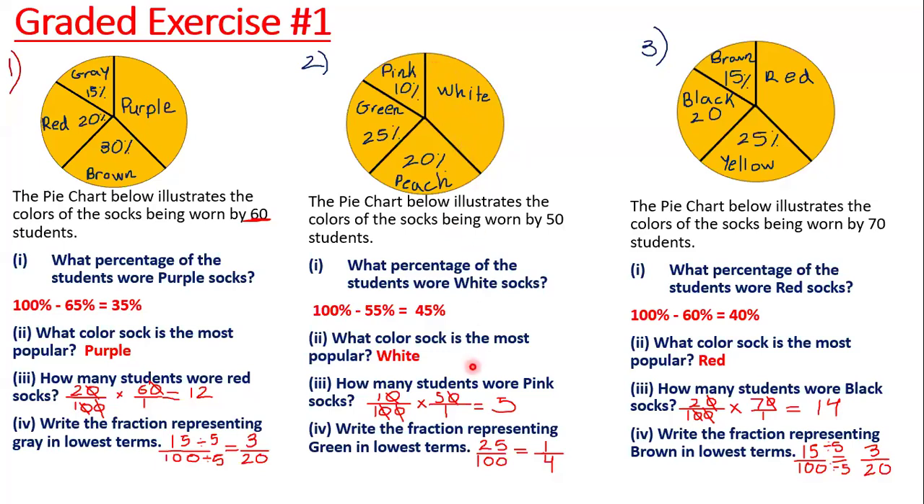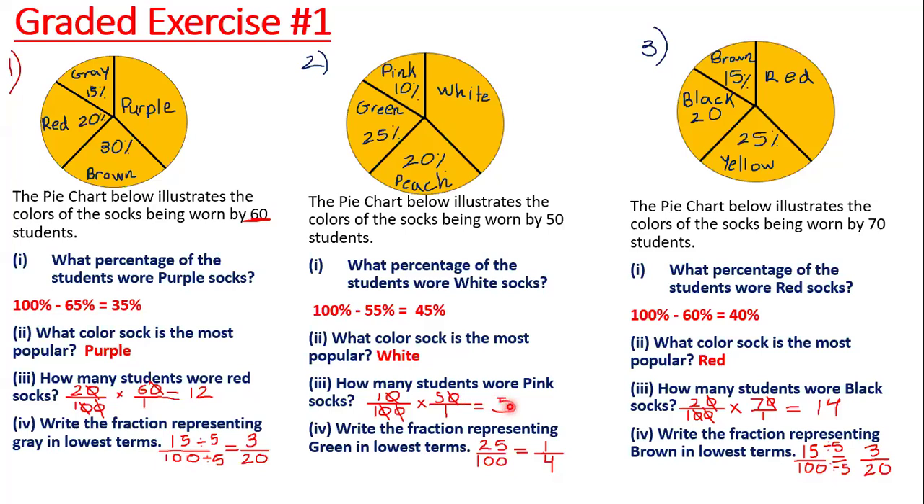The next question says how many students wore pink socks? So this one is simple. The percentage of pink is 10. So you put 10 over 100 and multiply by 50. We use 50 because that's the amount of students we have. Put 50 over 1. You cancel out zeros. That gives you 1 times 5 over 1, and that ultimately leads you to 5. Good. So 5 is the answer for that.